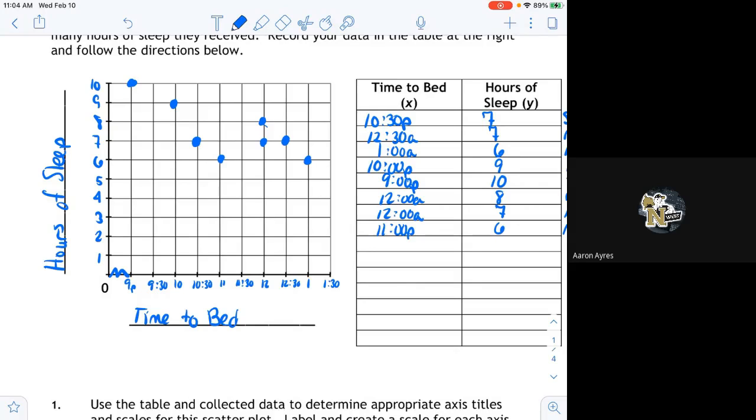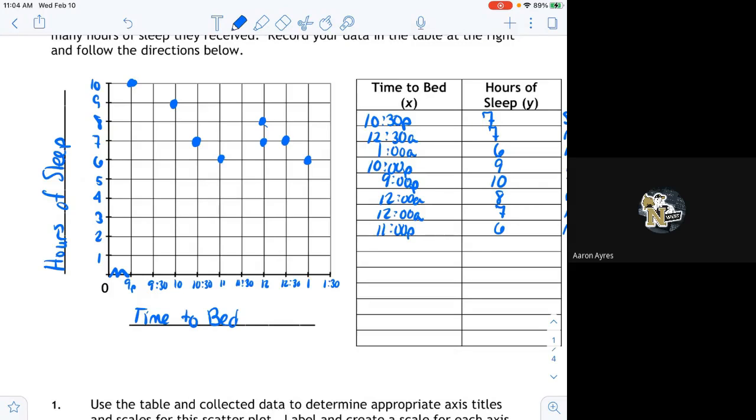Okay, so here's the deal. We have our scatter plot. All you have to do to construct a scatter plot is plot ordered pairs that you get from your bivariate data. What does a scatter plot compare? It compares the time that somebody in this class went to bed to the number of hours of sleep they received. Those are the two things we're comparing here.